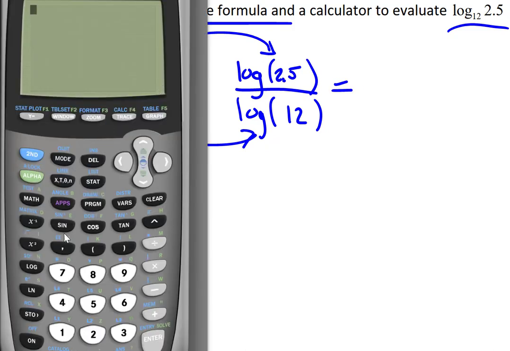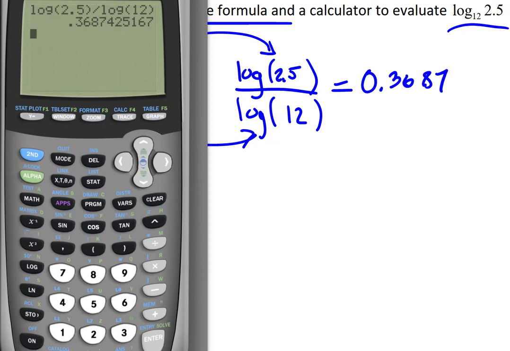We'll now type this in as we see it, with log of 2.5, and we'll be sure to close parentheses with this input. It will not work out correctly if we are lazy with the parentheses here. So we want log of 2.5 close parentheses, that's our numerator, and then we want to divide that by log, again I'm just choosing to use the plain log base 10 here, the denominator is log of 12, close those parentheses, and then we'll hit enter and get a result. If we round to 4 decimal places, we have 0.3687 as given by the calculator.